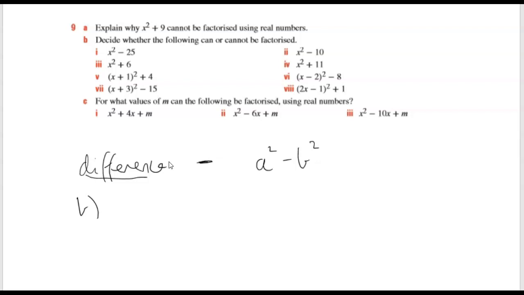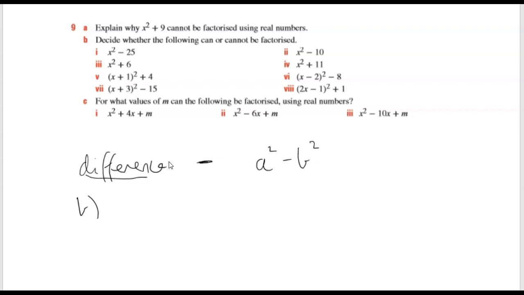So remember, if we're doing the difference of perfect squares, there needs to be a minus sign, because if it was a plus sign, we would need to take the square root of a negative number, which we can't do. We won't get a real number. That's why I keep saying real numbers, because if you go on to do specialist maths, you'll understand the concept of imaginary numbers, and that's when you can take the square root of a negative number.